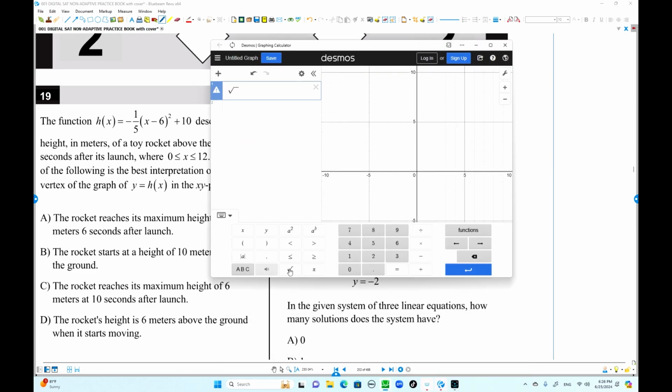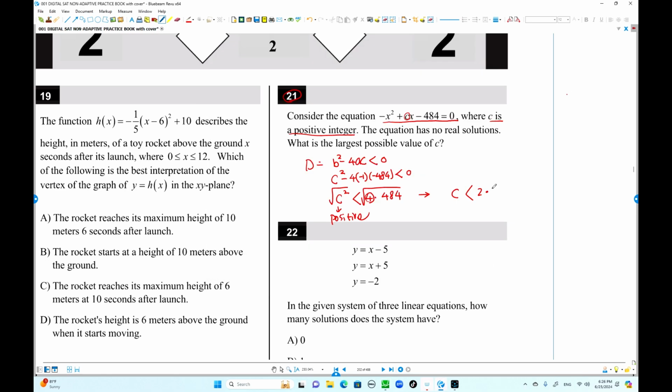Okay, because the square root of 4 times 484, right? That equals 44. That's right. This one equals 44. But over here, C is a positive integer. What is the greatest possible value of C? Less than 44. C equals 43, okay? That's this.